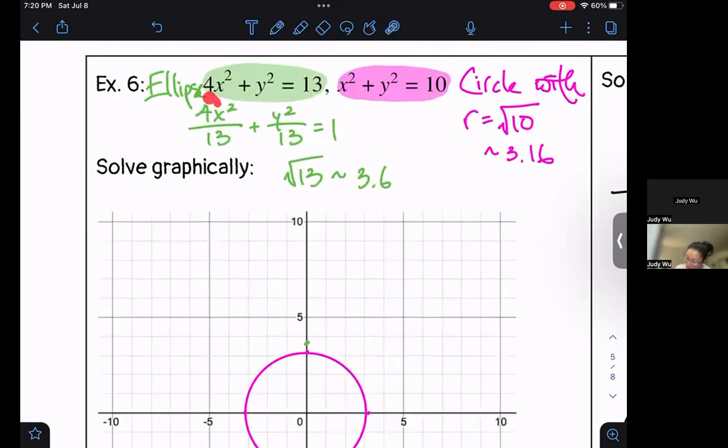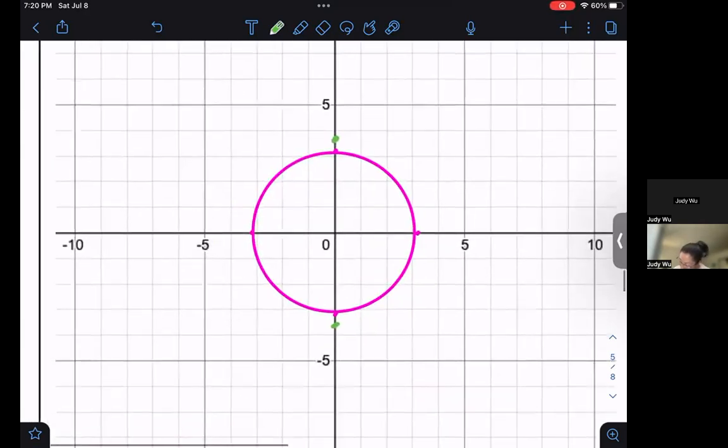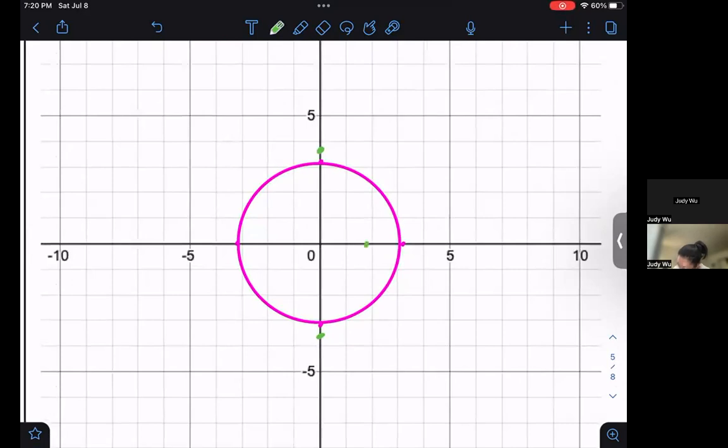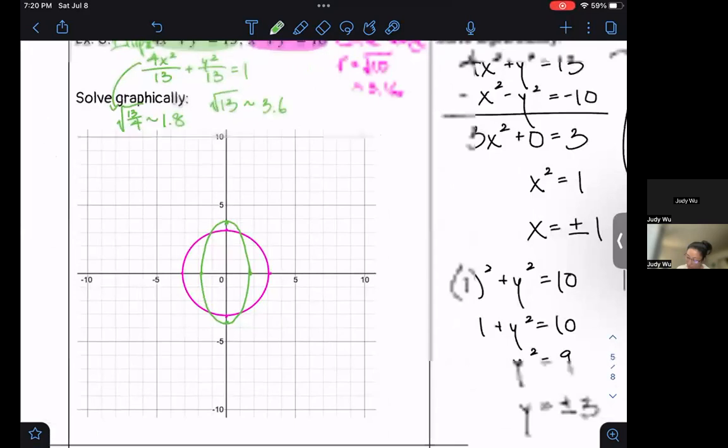But my x value, I'm actually going to go square root of 13 over 4. All right, and let's see what number that gives us. That's about 1.8, and so that means I'm going to go about 1.8 and 1.8. And if I connect these, I end up with something kind of like this.